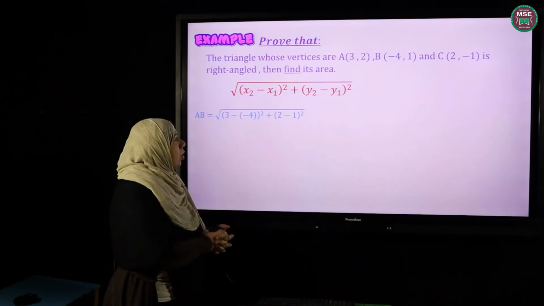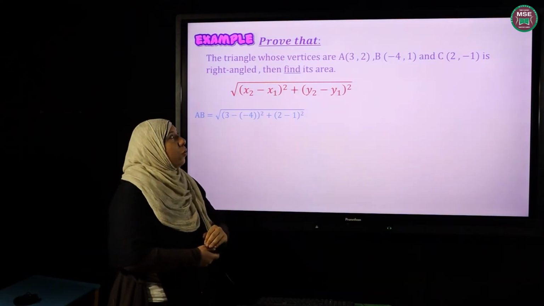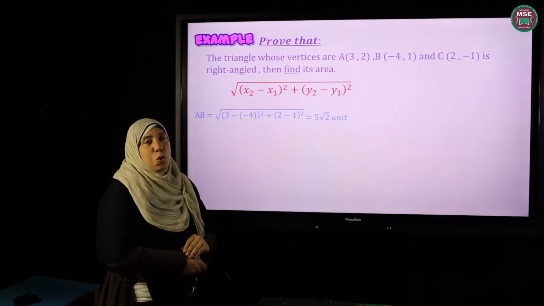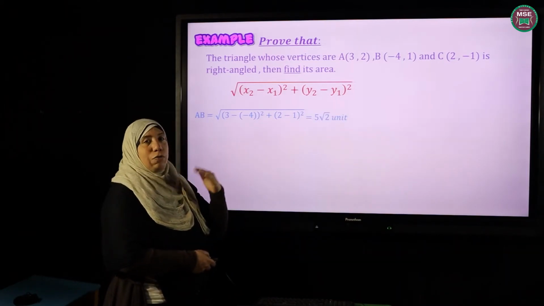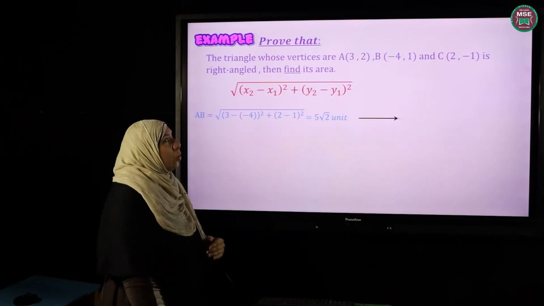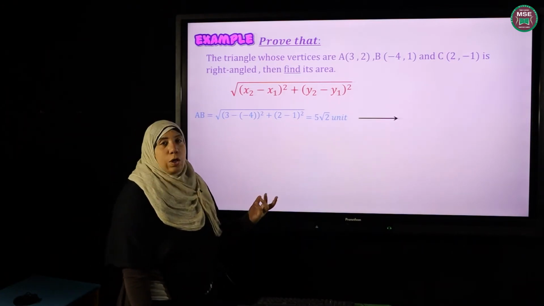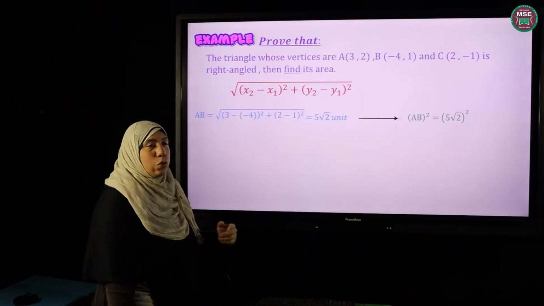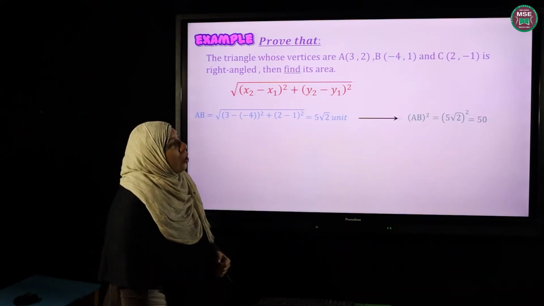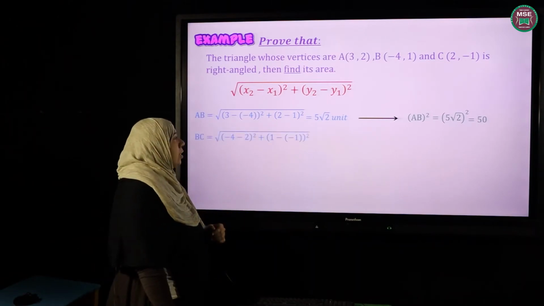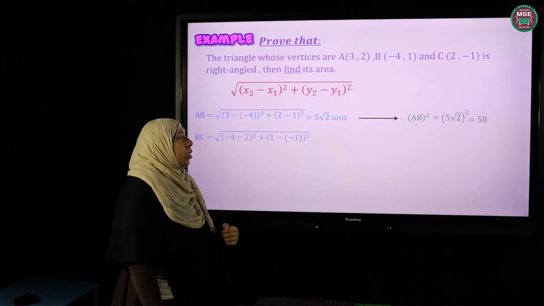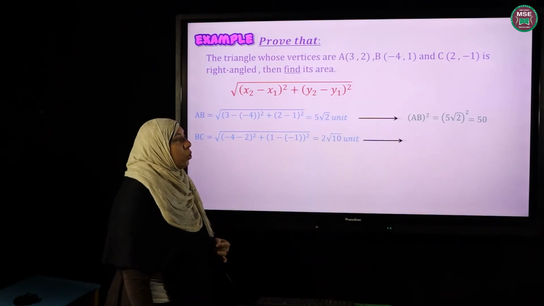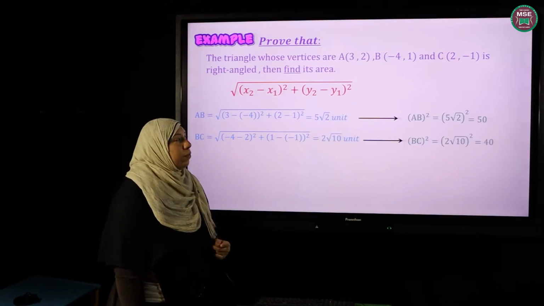Here, AB is the square root of (3 minus negative 4) power 2 plus (2 minus 1) power 2, equal 5 square root 2. BC, (negative 4 minus 2) all power 2 plus (1 minus negative 1) all power 2. First, we will find AB power 2, put it inside a bracket, equal 50. Again, AC, (4 minus 2) and (1 minus negative 1), power 2, 2 square root 10. We will find BC square equal 40.